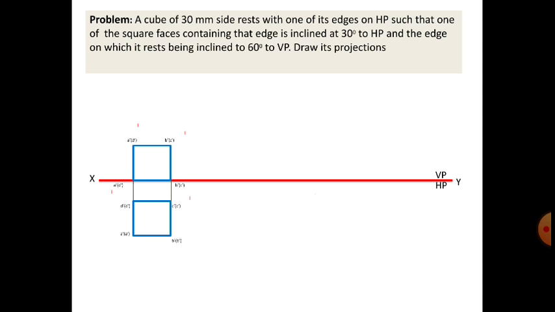The next part is one of its square faces containing the edge is inclined at 30. What it is saying is that the face containing the edge, that is the face which is resting on the XY line, is inclined to HP at 30 degrees. It is saying that the base which is resting on the HP, the horizontal plane, is inclined to HP at 30 degrees.